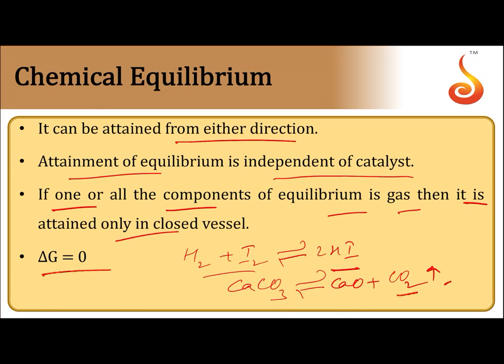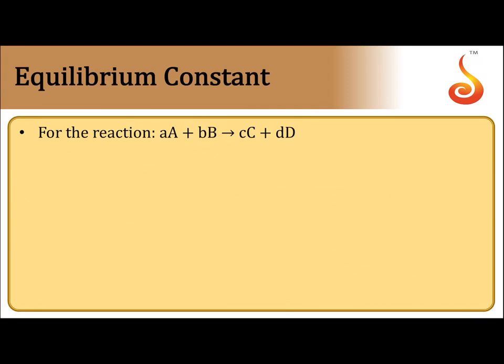And finally, at equilibrium, the delta G value remains 0. These are the important properties of equilibrium. Then comes the equilibrium constant. Let us take a reaction like aA plus bB giving rise to cC plus dD. In this case, let us take the rate of forward reaction.